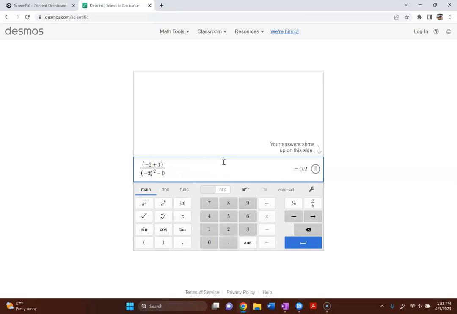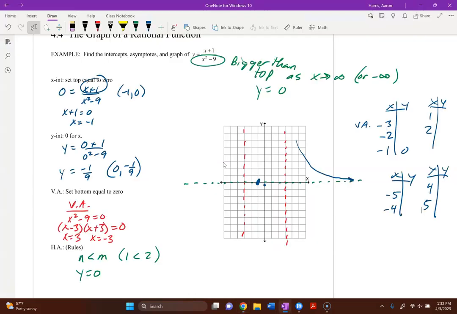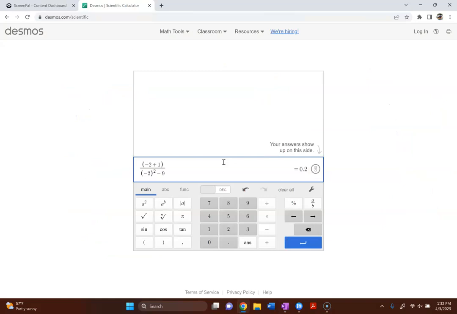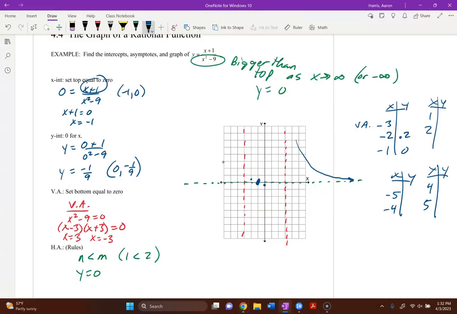So then I put that on our graph. -2 gives us 0.2, so (-2, 0.2). I could throw in like -2.5 on there, would not be a bad one either. -2.5, and I get 0.5454. So a little bit higher. I could throw in something even closer, like -2.9. And what you'll see is it'll start shooting up.